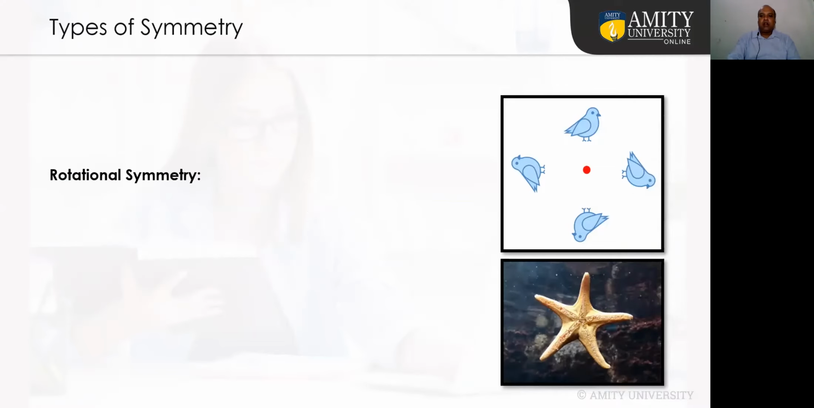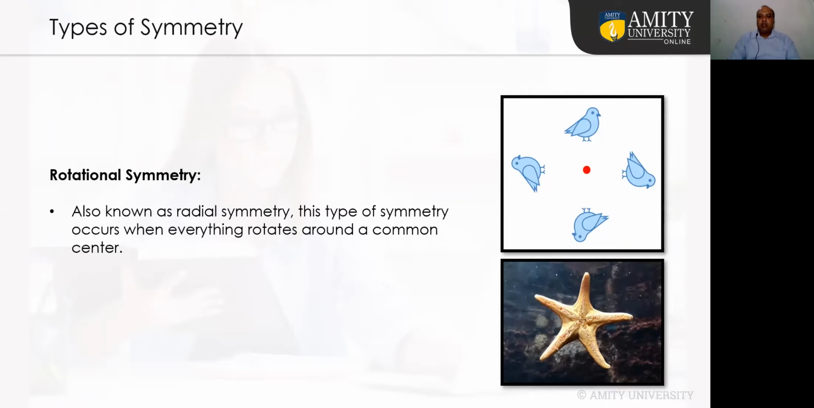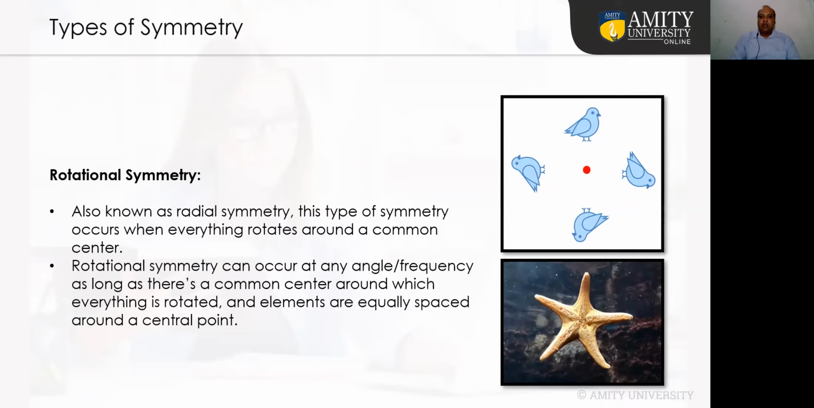This is rotational symmetry, where from the center we start rotating all the elements in the design at equal positions. This type of symmetry occurs when everything rotates around a common center. The main focal point will be the center. Along with the center, each component, each element will be equally divided. Rotational symmetry can occur at any angle or frequency, as long as there's a common center around which everything is rotated. That we need to take care of whenever we are thinking of rotational symmetry.